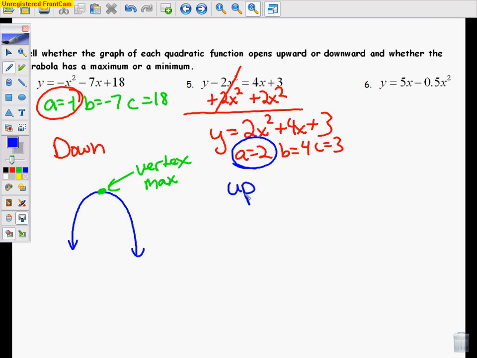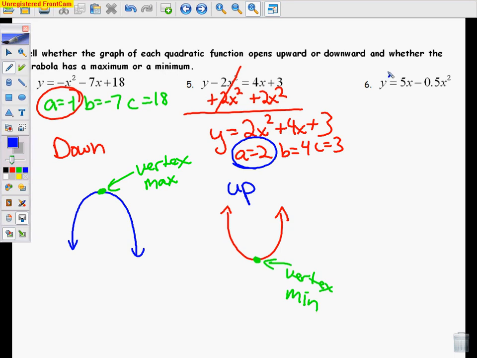And if you have a parabola that opens up, we know that that parabola is going to have a vertex that is a minimum, because it's at the bottom of the parabola. All right, let's do our last one here.